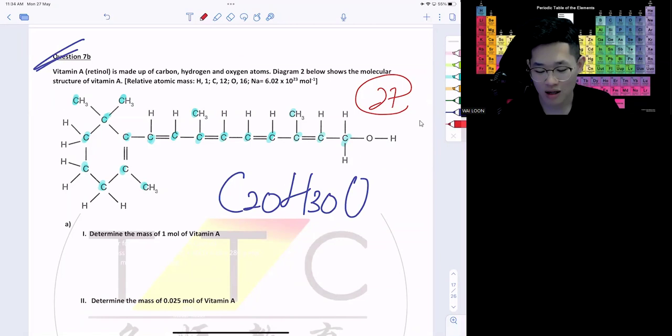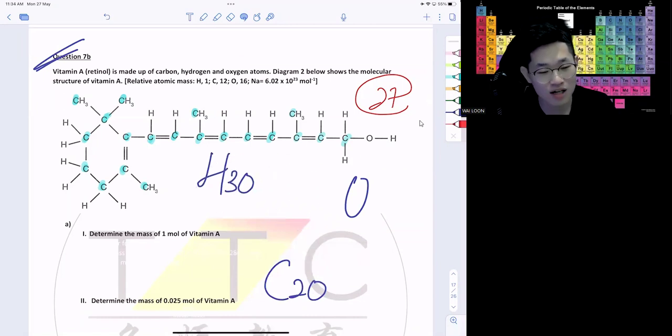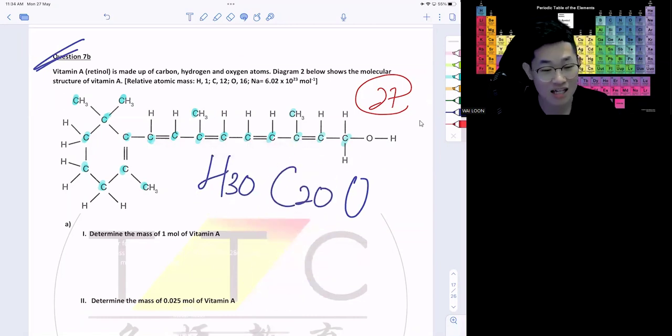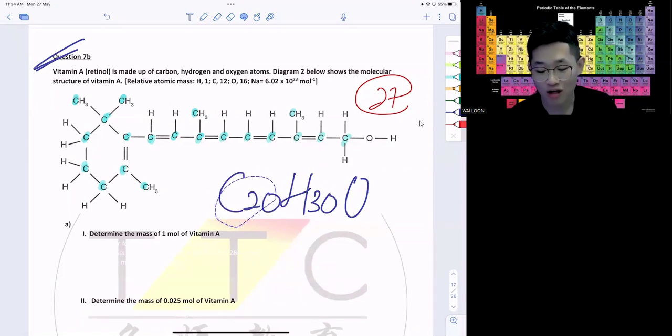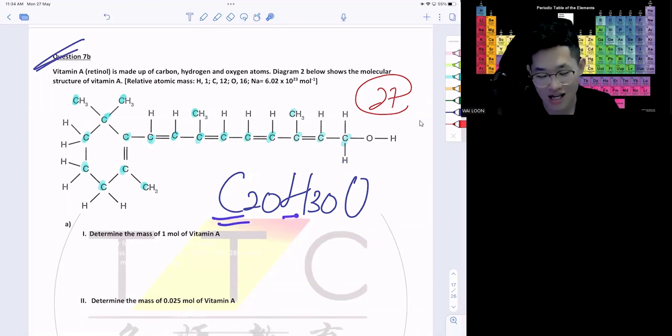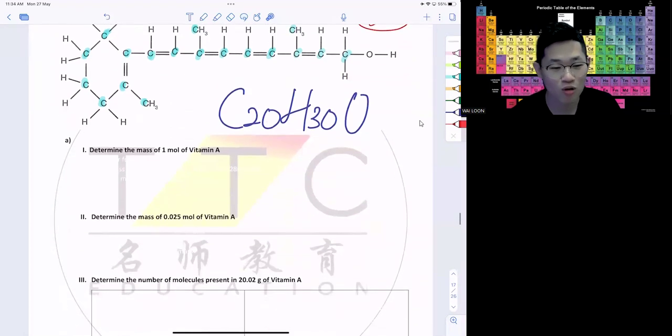Students always ask me how do you know which one to be placed in front? Like you put the H first, or the C first, or anything is okay. Normally we follow the sequence of the alphabet, A to Z. So C first, H, and then O. This is the easiest method. So C20H30O.